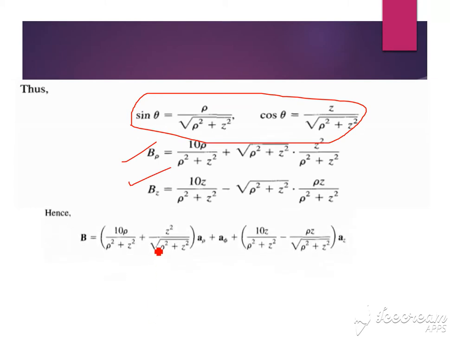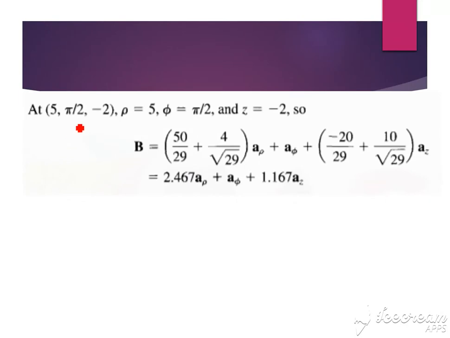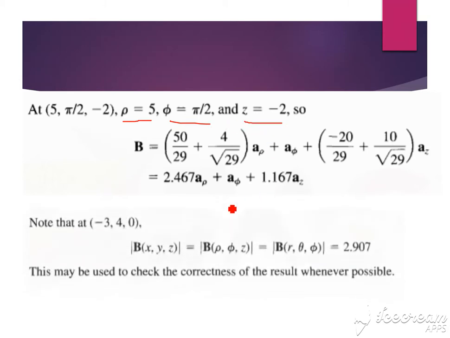Now simply substitute in vector format. This is the B vector. B rho is multiplied with a rho and Bz is multiplied with a z, and the middle term is 0 into the middle term, which is 1, a constant value, so 1 into a phi. Then simply substitute the point rho, phi, z: the first value is rho, second value is phi and third value is z, which are pi by 2 and minus pi by 2.